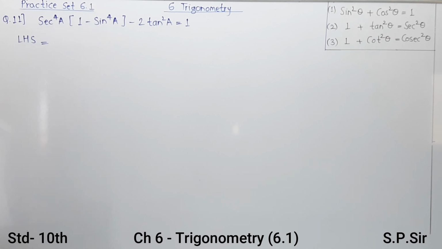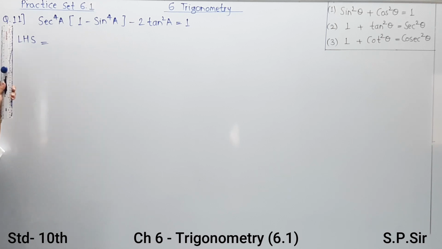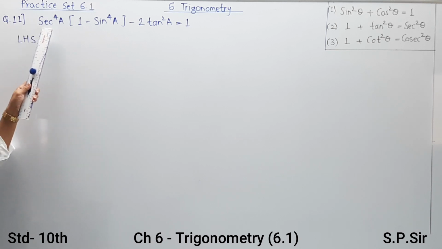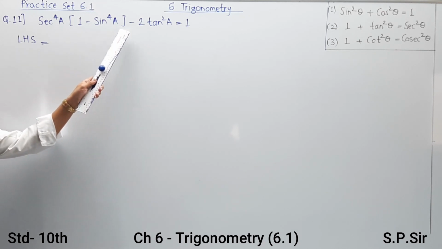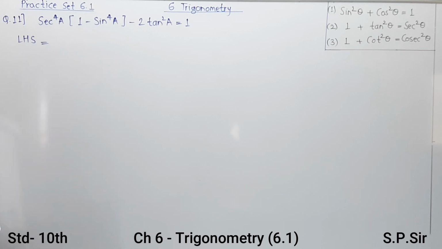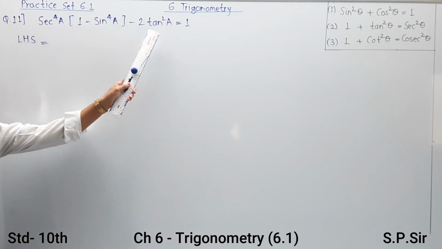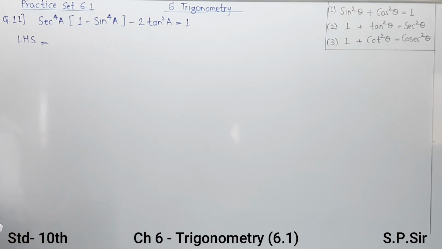Hello friends, already in the last lecture we have completed the numerical up to 10th. Moving to numerical number 11, practice set 6.1, question number 11. Sec raised to 4A in bracket 1 minus sin raised to 4A minus 2 tan square A is equal to 1. Remember, in this numerical LHS is huge in number and RHS is very small. Means step by step you have to reduce all the values and reach the final step.